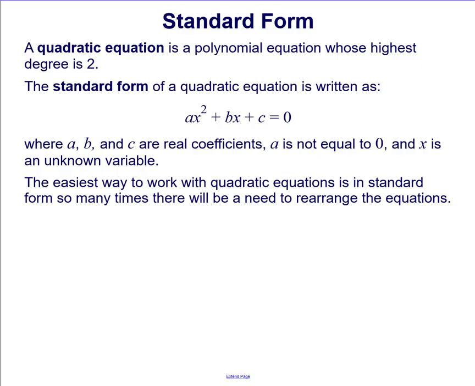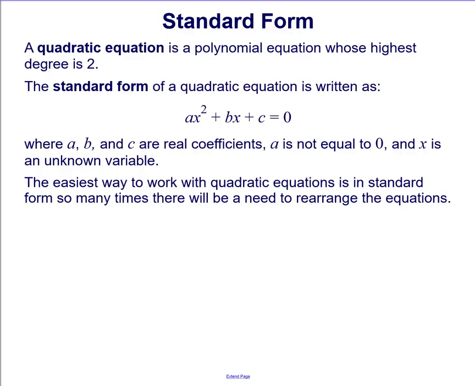Saying that a, b, and c are real coefficients means that the variables a, b, and c can be fractions, decimals, irrational numbers, whole numbers, negative numbers, and so forth. It's all the numbers within the real number system. Another stipulation is that the coefficient a cannot equal 0, and x represents an unknown variable. Continuing on, the easiest way to work with quadratic equations is in standard form. So many times there will be a need to rearrange the equations.